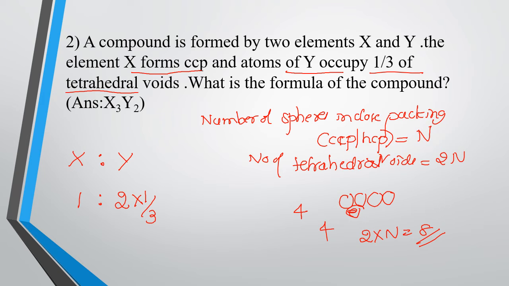Okay, so now let us solve this. X1 Y 2 by 3, or we can write it as X3 Y2. So the formula of this compound is X3 Y2. So this is a ratio you are taking. So you can cross multiply here, X1 into 3, X3, Y2.